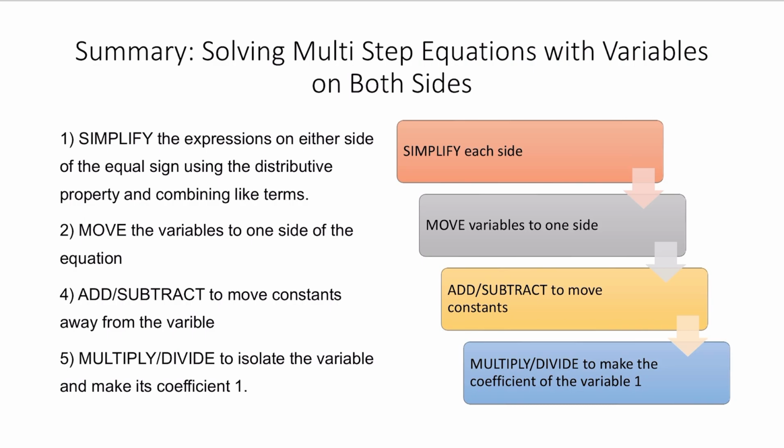So remember, when you solve multi-step equations with a variable on both sides, we're going to start off simplifying, using the distributive property and combining like terms. Then we're going to move all of our variables to one side. We're going to add or subtract to move constants away from the variable, and then multiply or divide to make the coefficient of the variable 1.